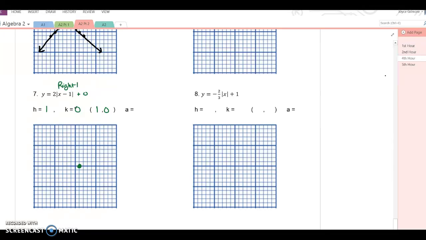What's the a value for this particular equation? 2. And technically, we're not supposed to think about a as a slope, but unofficially, it's like the slope. So think of it as 2 over 1. From this vertex, we are going to go up 2, out 1, up 2, out 1 to make that V shape. So from our vertex, up 2, out 1, up 2, out 1.